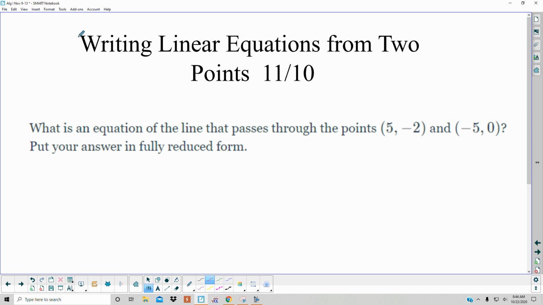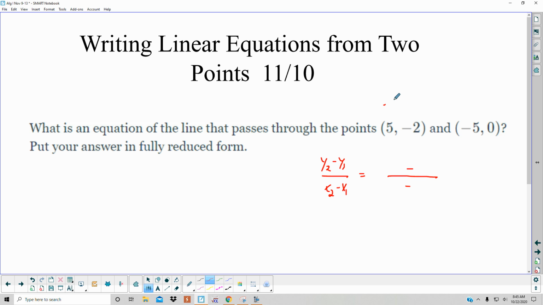A little bit different on this assignment is they're not going to give you the slope. They're just going to give you 2 points. So the first thing that you need to do is find the slope. And remember the pattern goes y sub 2 minus y sub 1 over x sub 2 minus x sub 1. And like I've told you guys in the past, drawing this first really helps me.